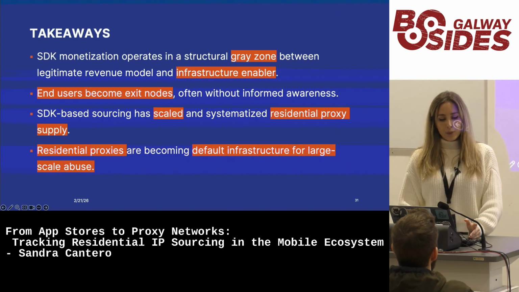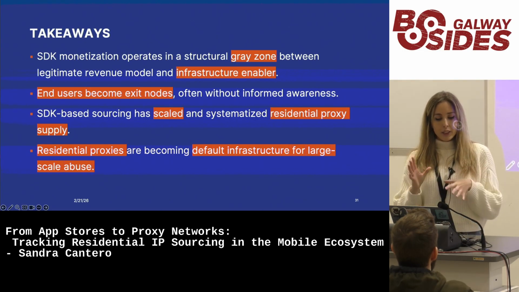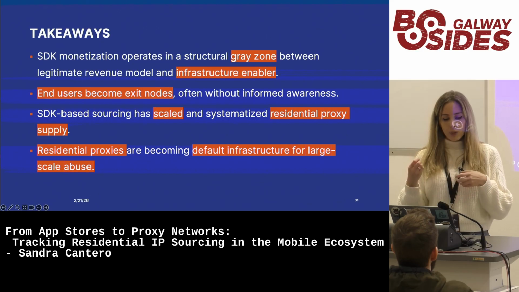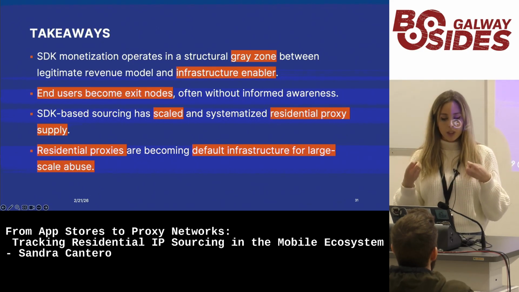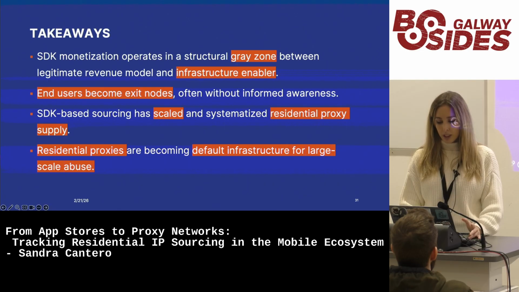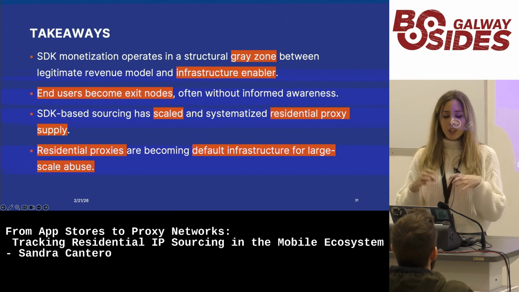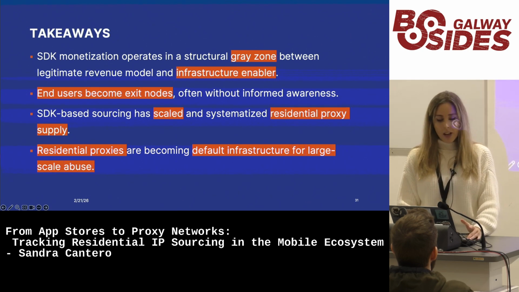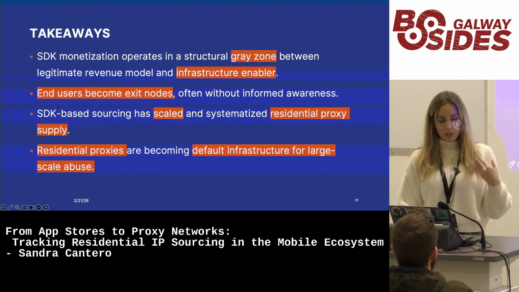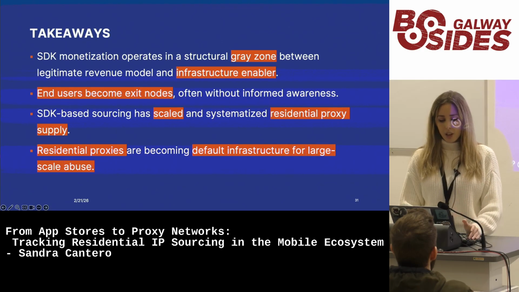Then we have that the SDK-based sourcing has escalated the way these providers source their IPs. It's a good way to obtain a lot of IPs from a lot of regions, so this is inflating the whole business. And residential proxies are becoming nowadays a default infrastructure for large-scale abuse. So we see more and more how threat actors are abusing these services for malicious activities.